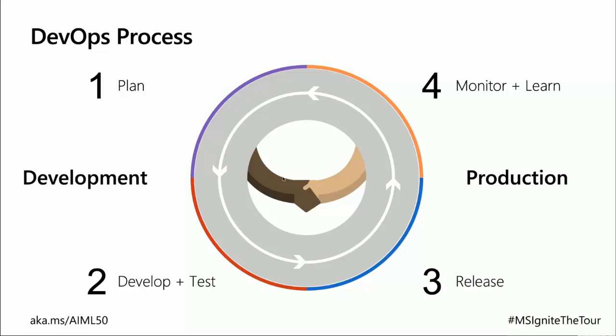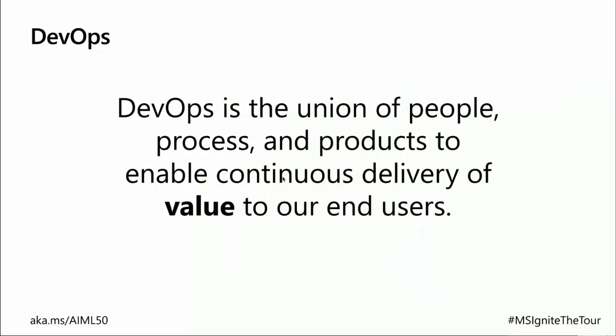Ideally, DevOps is about being able to have this cycle and to run through this cycle quite quickly, but also safely. So we plan, test, release, and monitor in production as fast as possible in order to deliver value. And ultimately, that is what DevOps is all about. DevOps is the union of people, process, and products to enable continuous delivery of value to our end users. And the key word here is that we're delivering value to our end users.